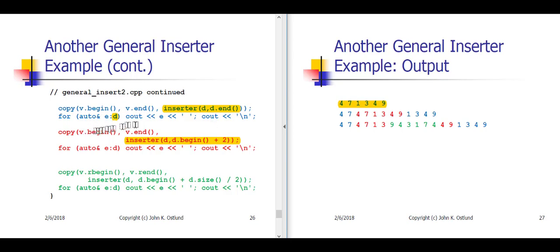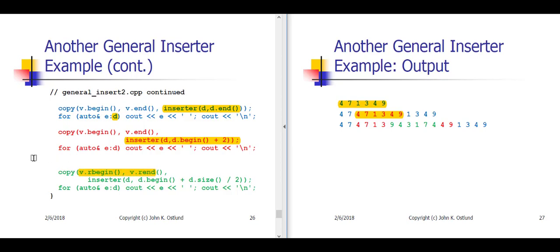And what we're copying in, as we did in the blue copy, is the contents of the vector V. So this time what's going to happen is that the contents of V, 471349, end up getting copied in ahead of what had been the third element of the deque, that is the value 1.